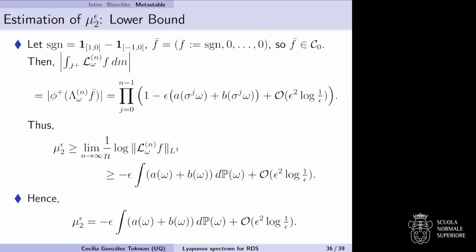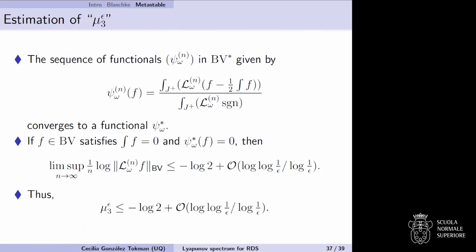To get a lower bound, we just find a function which has this given decay, and that's the sine function. So we start with the sine function and zeros everywhere else. And in that case, we get an estimate on the L1 norm of this function, which is given precisely by this product of 1 minus epsilon A plus B along the orbit of sigma, and so we get the lower bound, which is exactly matching the upper bound up to this term of order epsilon squared log 1 on epsilon. So that's the result for the second Lyapunov exponent.